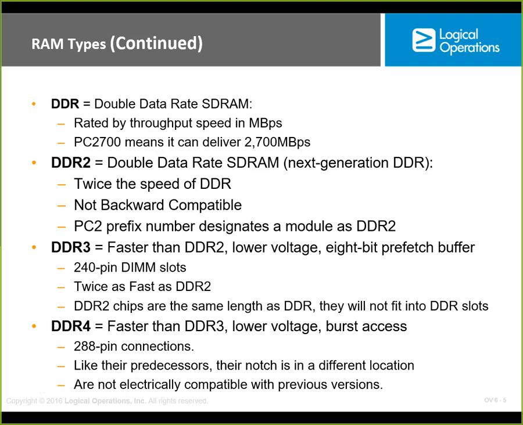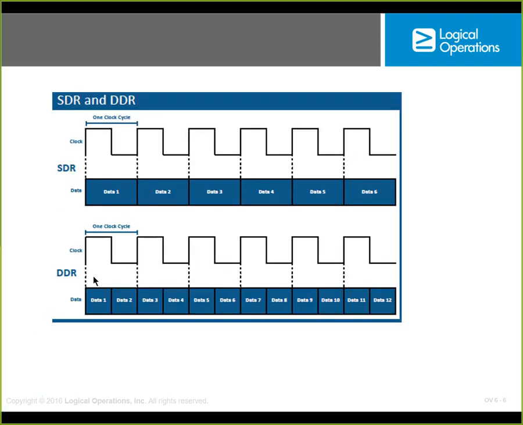DDR4 faster than DDR3. It's a lower voltage, lower power consumption, less heat, has burst access. It has 288 pin connections, notches in a different location, not electrically compatible with the different ones.